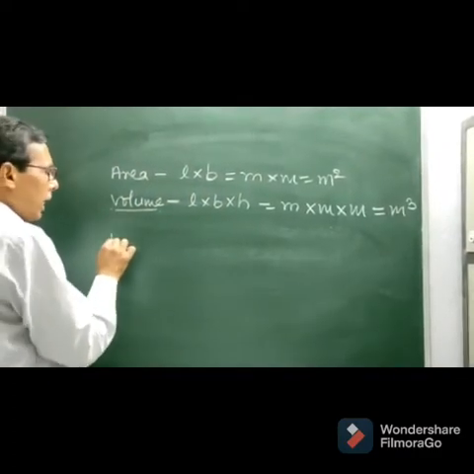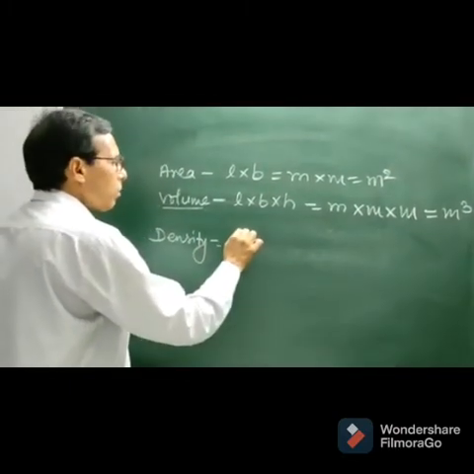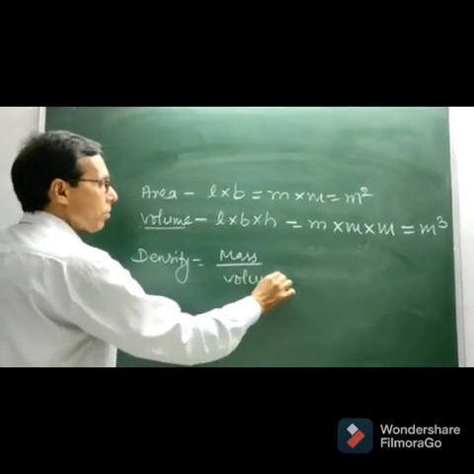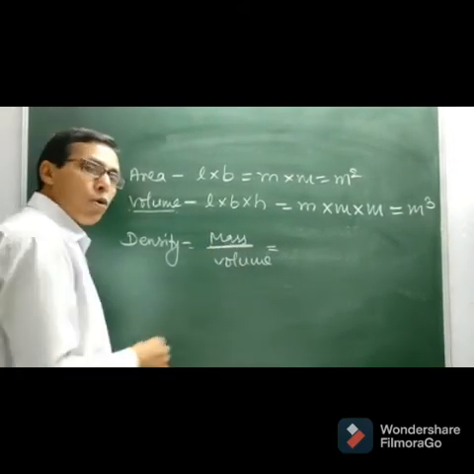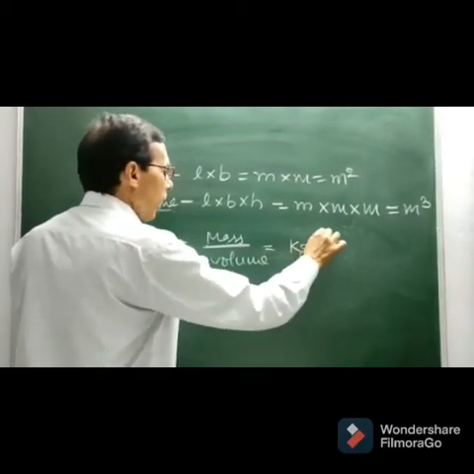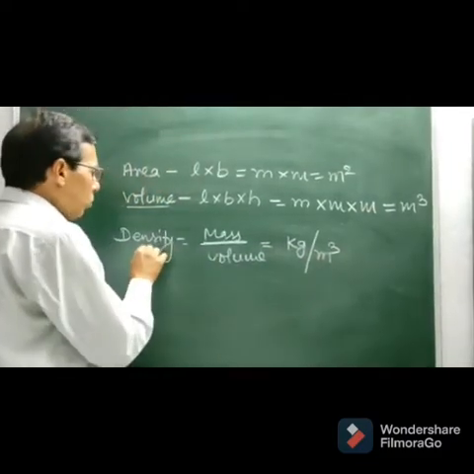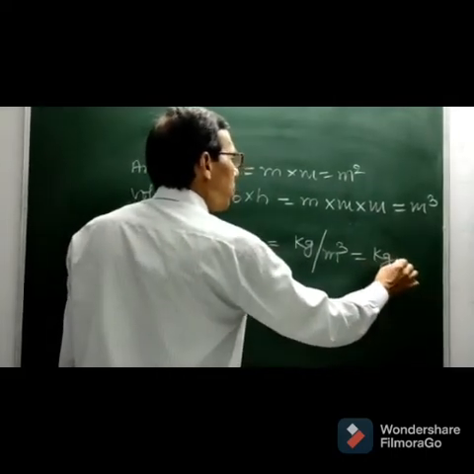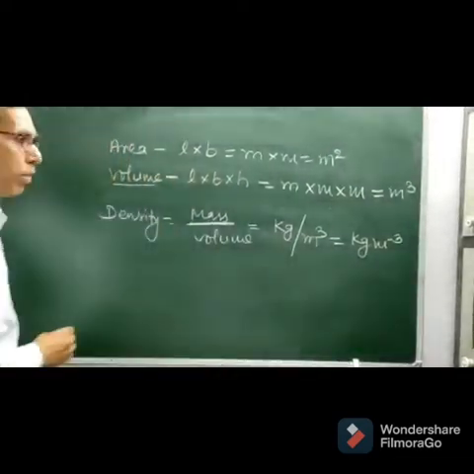Another example, density. First you write the formula. Formula of density is mass per volume. So in basic units, all of you know mass is measured in kg and volume in meter cube. So what is the unit of density? kg per meter cube.